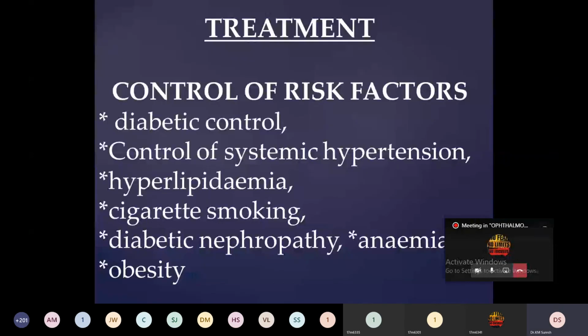Once you have diagnosed diabetic retinopathy and assessed its various stages, you have to treat it. The basic thing before treating diabetic retinopathy per se is to do proper diabetic control and control of systemic hypertension and hyperlipidemia, and make sure that the patient quits smoking. Diabetic nephropathy should be attended to, anemia should be treated, and obesity should be treated.